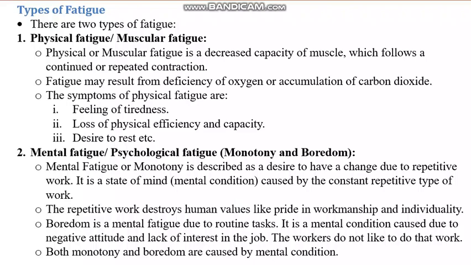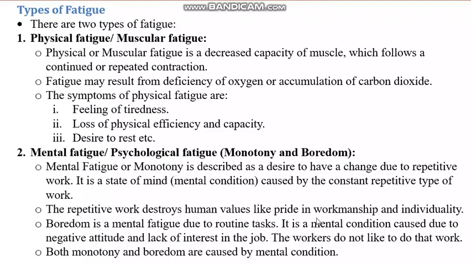Okay, you get up in the morning. What to do? I have to go and work, stand in front of that machine and do the same work again for 8 hours. That doesn't motivate that person much. Okay, he gets the same work. This becomes a monotonous work. The repetitive work destroys human values like pride in workmanship. He will not be glorying so much.